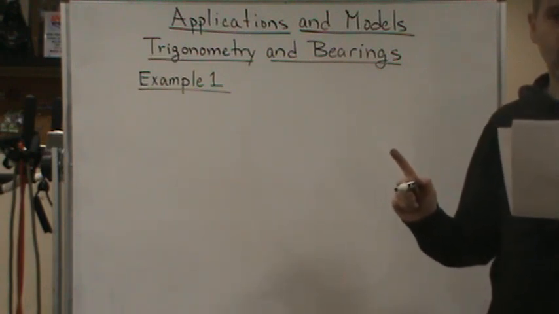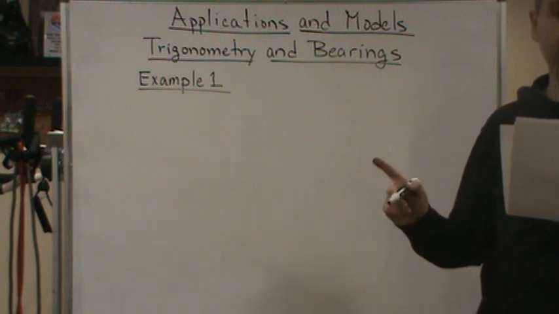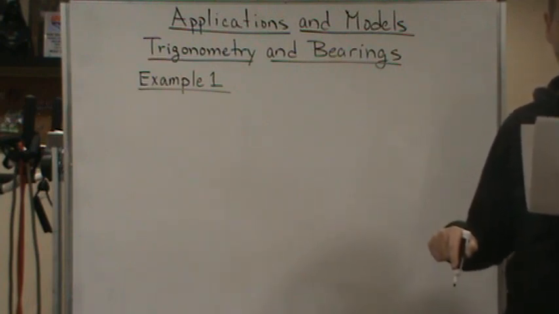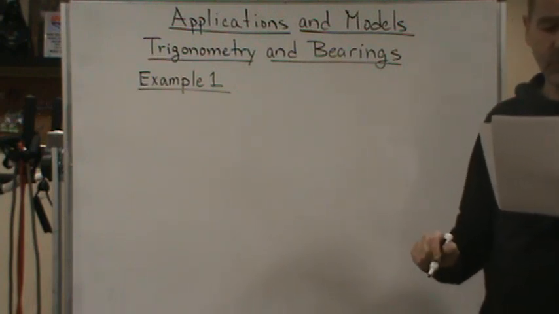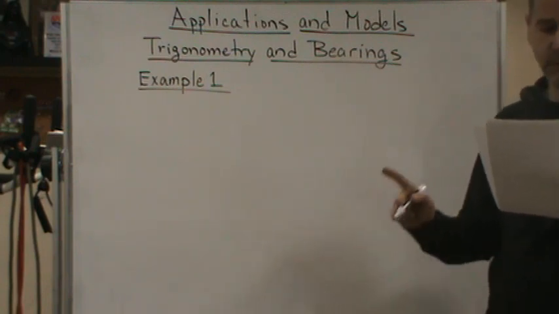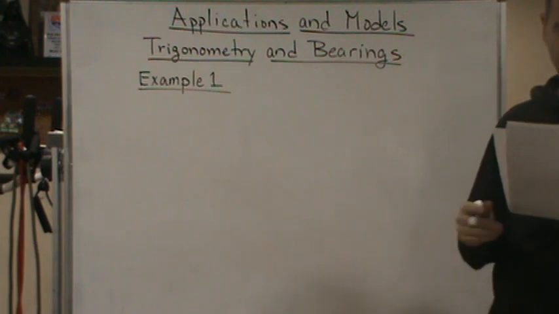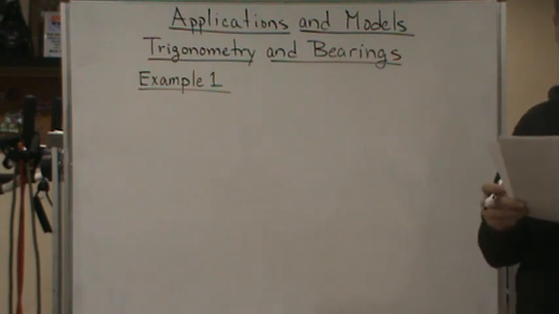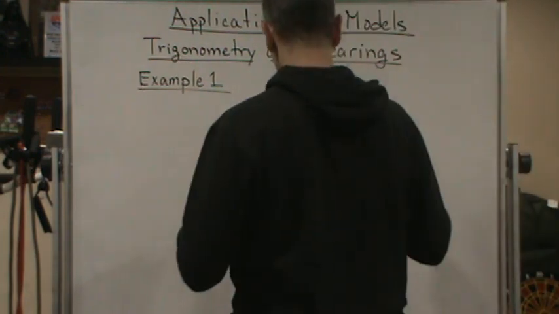So again, you got to understand what that means. That's 54 degrees west of north. Okay? Now, find the ship's bearing and distance from port at 3 p.m. All right. Okay, so now, let's draw the picture.